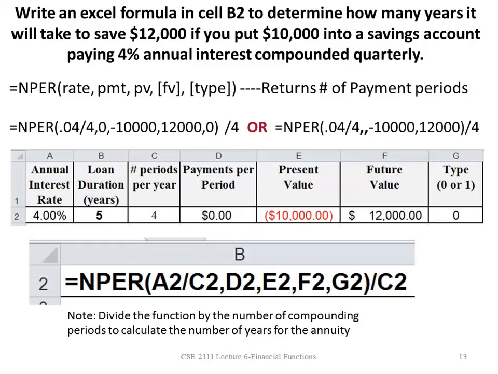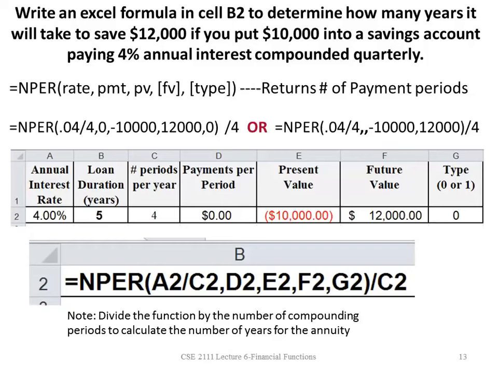And then finally, the type is 0 because payments will be made at the end of the period. And then we divide that whole function by the number of compounding periods, which is quarterly. Again, to the right, you see where I have a placeholder for the 0, and I left the 0 off as the last argument. So in cell B2, when I type the function in, I get 5 years.